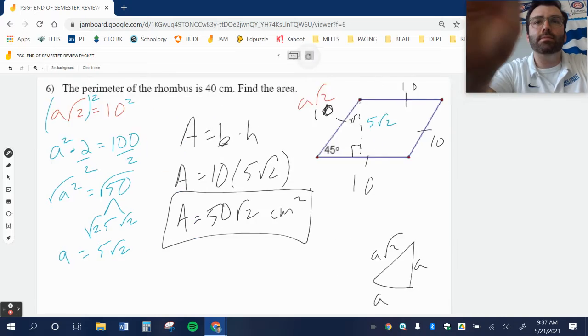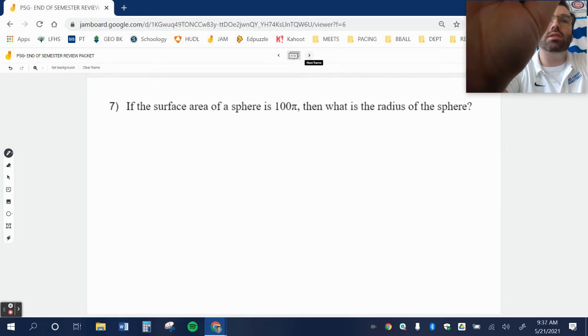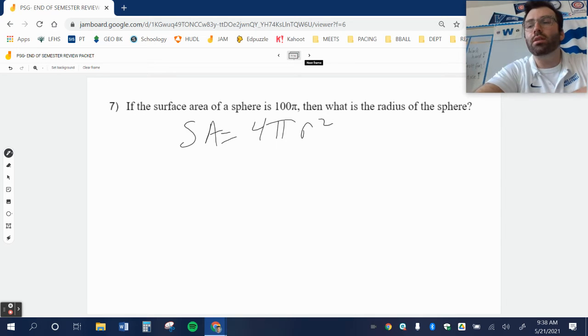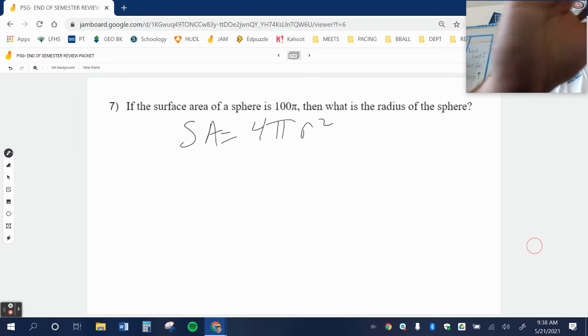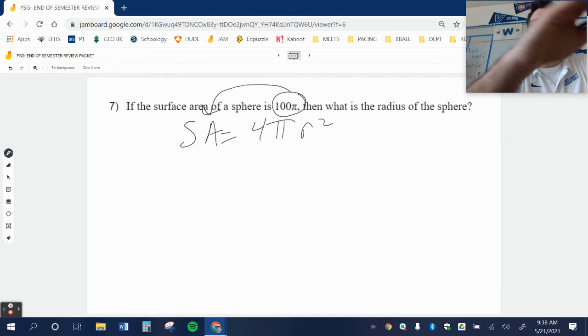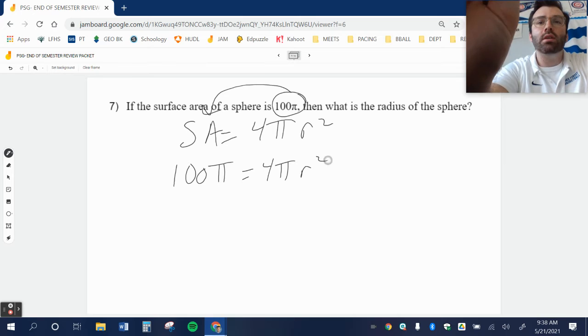All right, let's go on to the next one. The surface area of a sphere is 100 pi, then what is the radius? To find the surface area of a sphere, I use 4 pi r squared. Now I know what the surface area is, so I'm going to take this 100 pi and plug it in for SA. So now this becomes 100 pi equals 4 pi r squared.